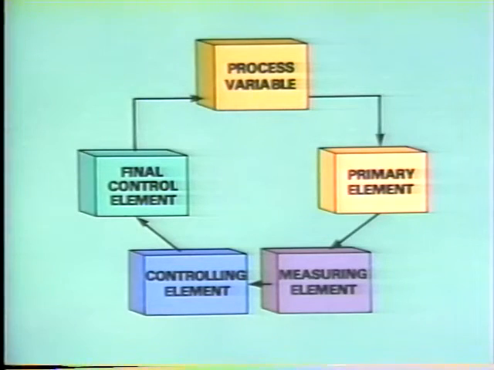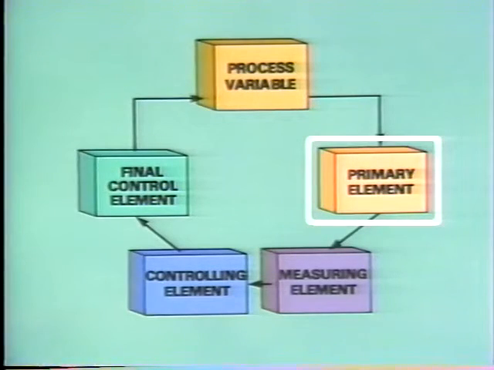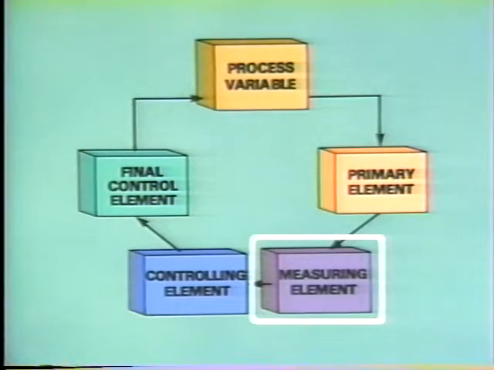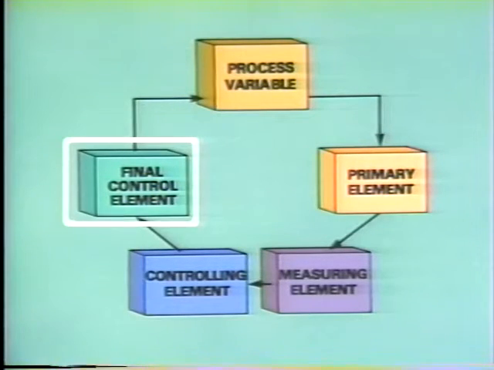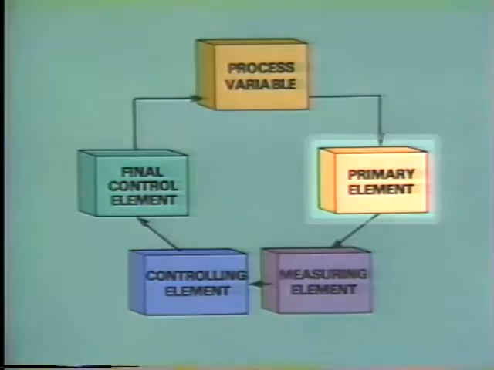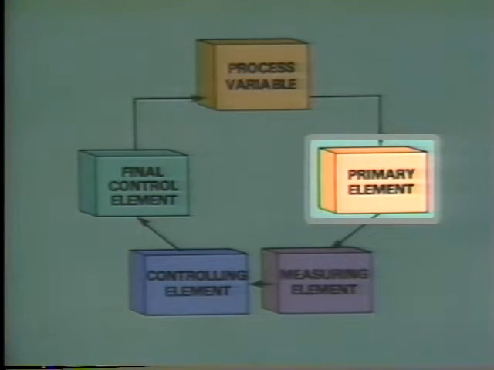In this illustration, this block represents a process variable. These blocks represent the four elements of the control system that work together to maintain the process variable at or near set point. The four elements include a primary element, a measuring element, a controlling element, and a final control element. The primary element is a mechanism that senses or monitors the value of the process variable. It produces a signal, usually in the form of a mechanical motion or a physical change, that represents the value of the process variable.